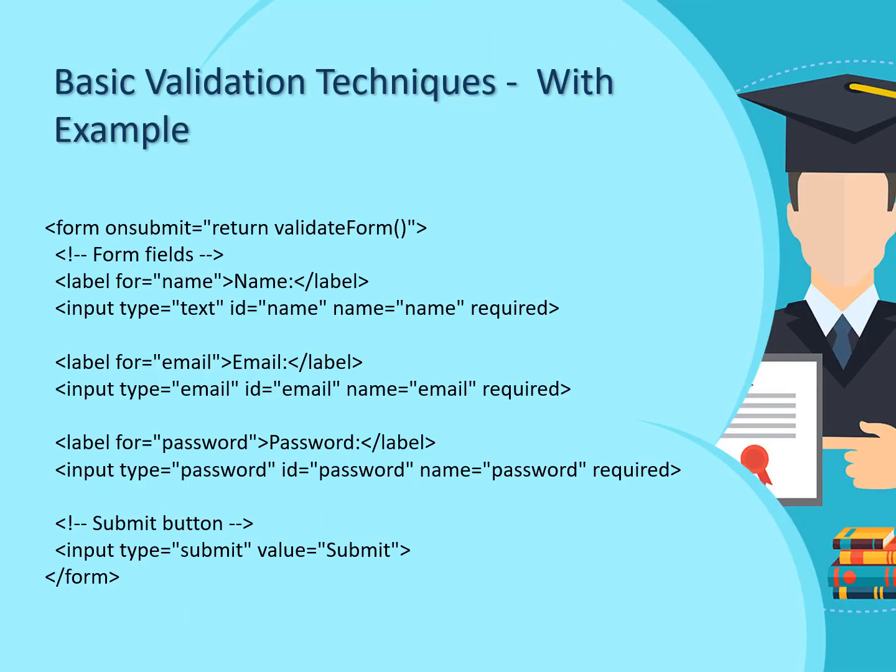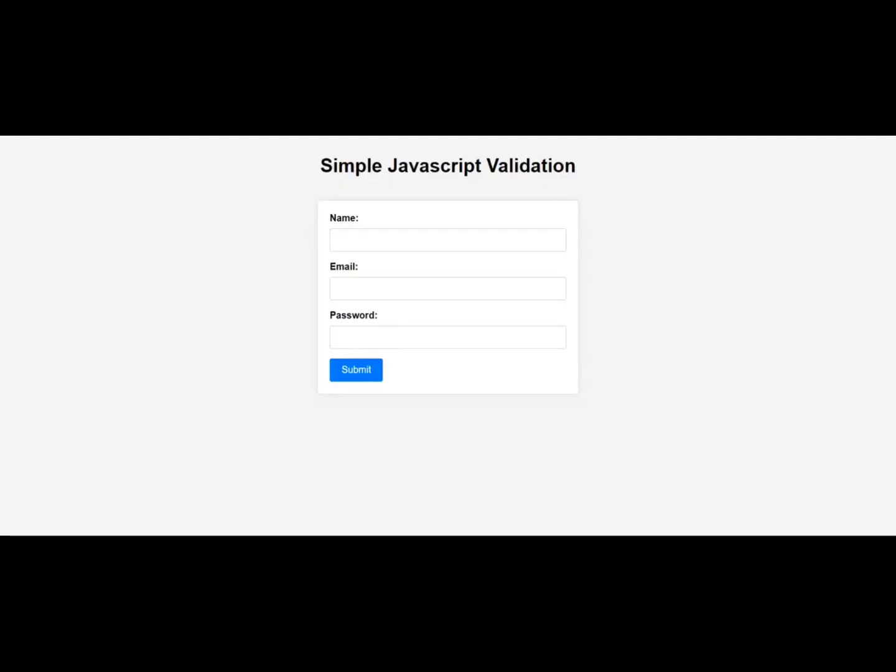Here you can see we have an HTML form with 3 input fields: name, email, and password. Each input field has a corresponding id that can be used to access its value using JavaScript. The required attribute is used to ensure that these fields must be filled out before submitting. So here is a simple JavaScript field validation. If we click the submit button, you can see it will showcase the error in the tooltip.